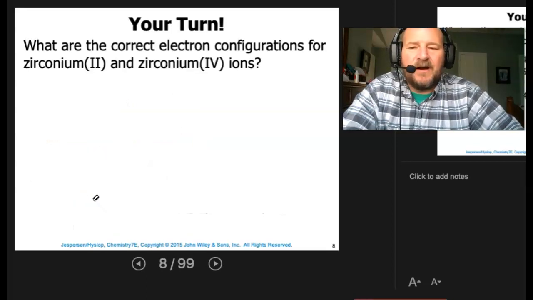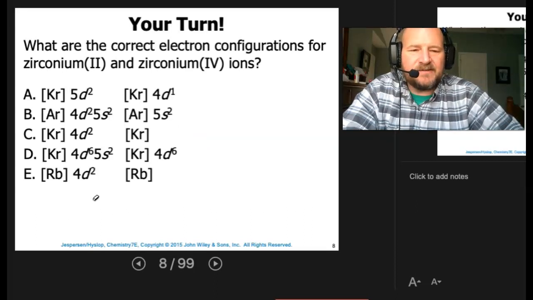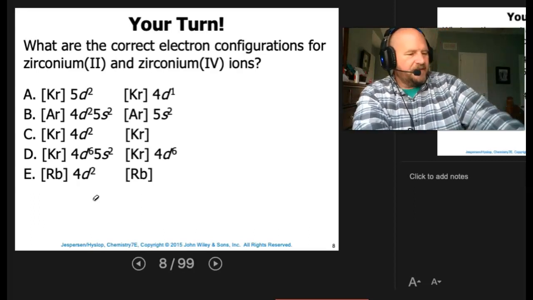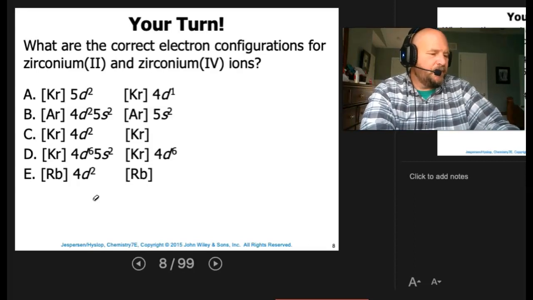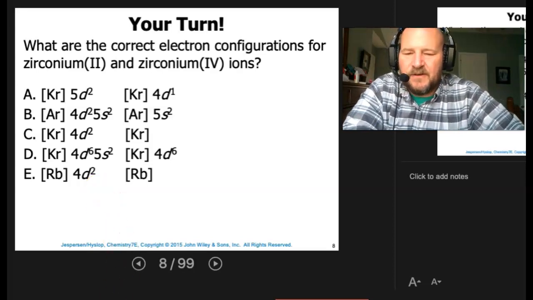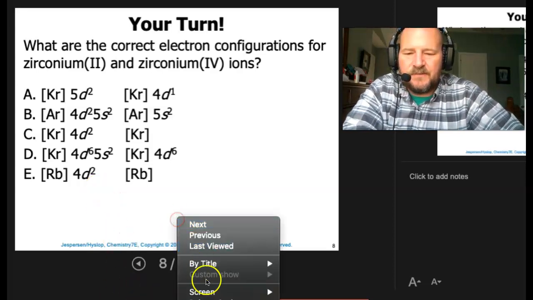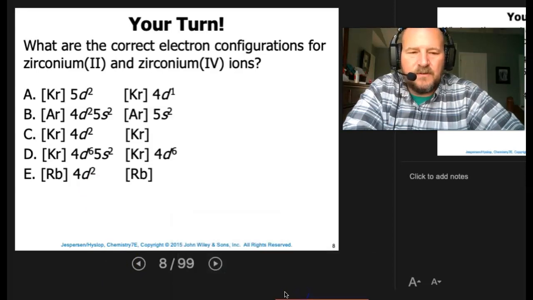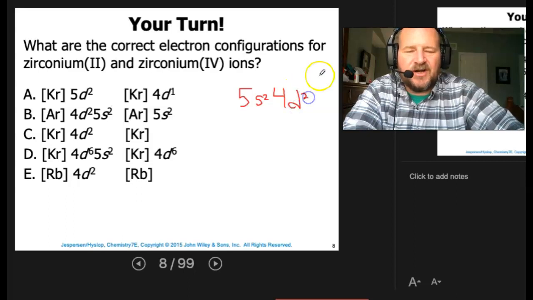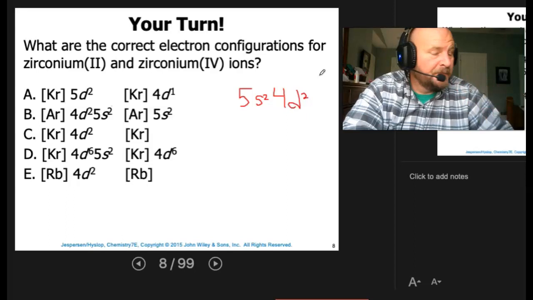All right, what are the correct electron configurations for zirconium-2 and zirconium-4 ions? So zirconium, Zr, which means we're going to go down to the 5th period. We're going to go through 5s2, and then we're going to have 4d2. This time there's no exceptions, right? No crazy electron movement before we look at the ground state.